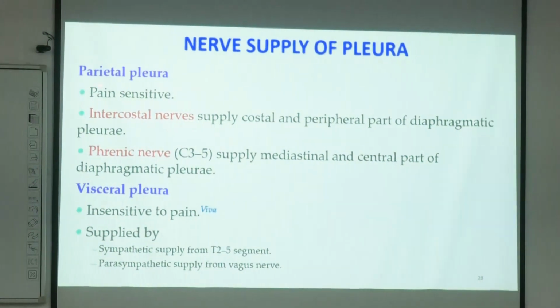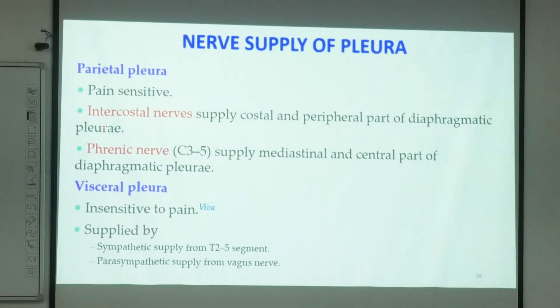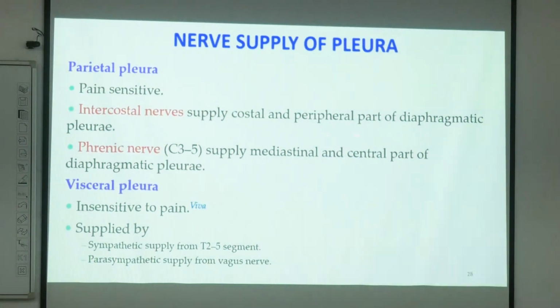Now the nerve supply. Parietal pleura is pain sensitive. Intercostal nerves supply the costal and peripheral part of the diaphragmatic pleura, and phrenic nerve, root value C3 to C5, supplies the central part of the diaphragmatic pleura. Okay. And visceral pleura is insensitive to pain because it has autonomic supply. Autonomic supply means sympathetic and parasympathetic. So sympathetic supply will come from T2 to T5 segment and parasympathetic supply from the vagus nerve. Okay.